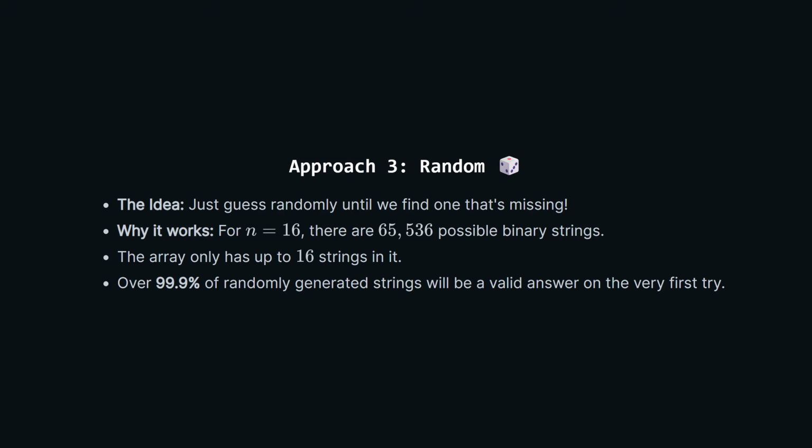Approach 3, randomization. Because n can be up to 16, there are over 65,000 possible binary strings. But our list only contains a maximum of 16 strings. That means over 99.9% of possible strings are valid answers. If we just guess randomly, we will almost certainly hit a valid answer on the very first try.